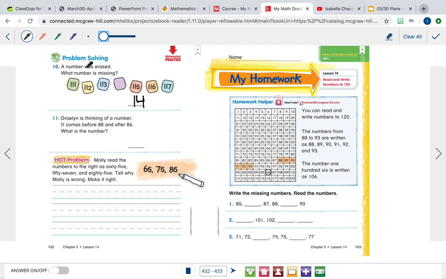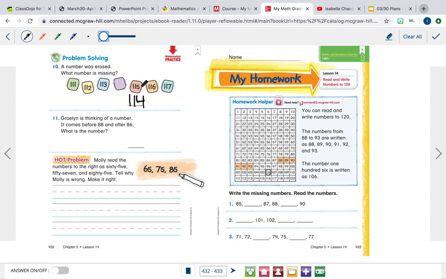Now, this is a special number that it has 100. So we're going to look in the hundreds place. There's a 1, 1, 1, 1, 1, 1, 1. So our number is 114. Not 104, not 140, 114.